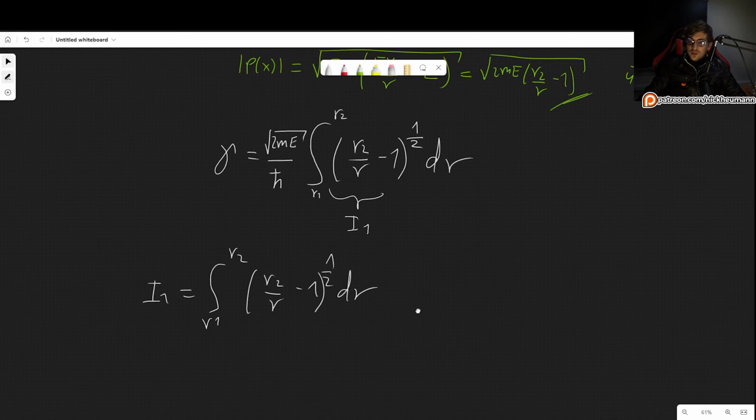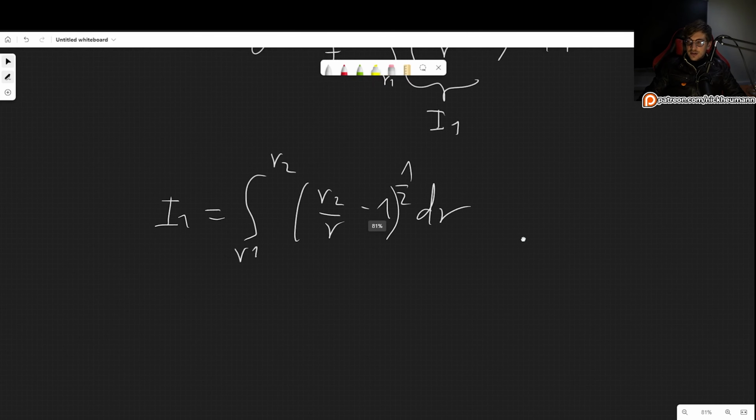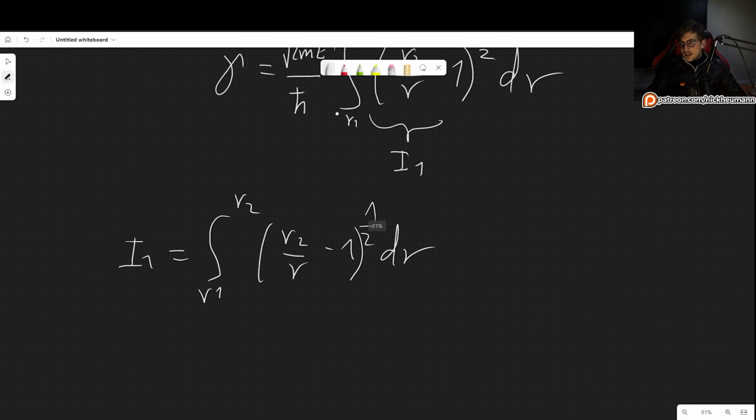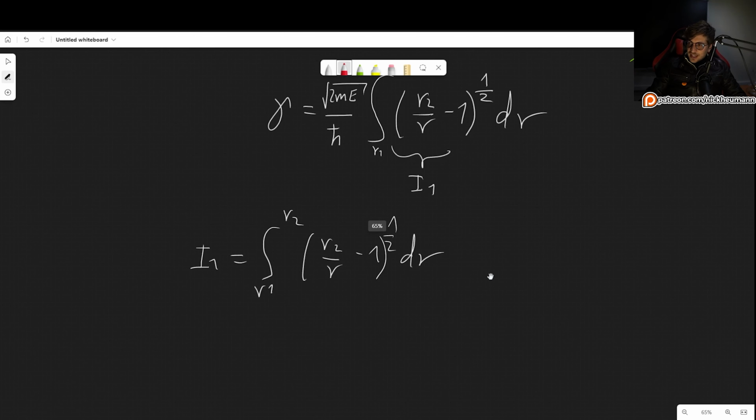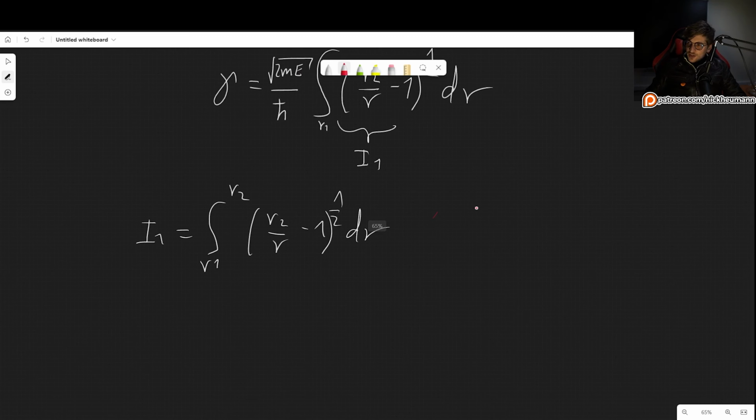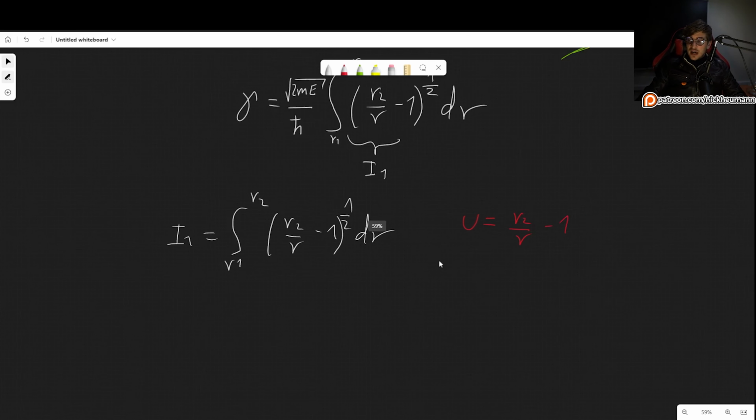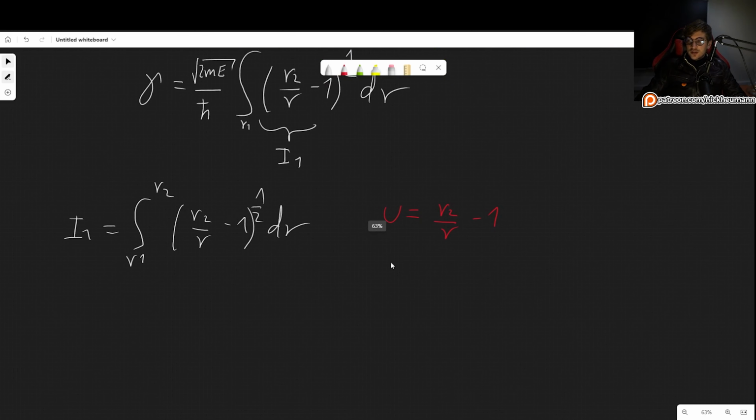Okay, so how do we solve this integral? Now it might look very nasty. It has a square root. My first guess would be to say, all right, what if I just use the substitution u equal to r2 over r minus 1. And let's see what happens. Perhaps it will be useful, perhaps it will not. But in an integral, there's a lot of cases where you can use substitution to solve for square roots, so perhaps this will be one of them.